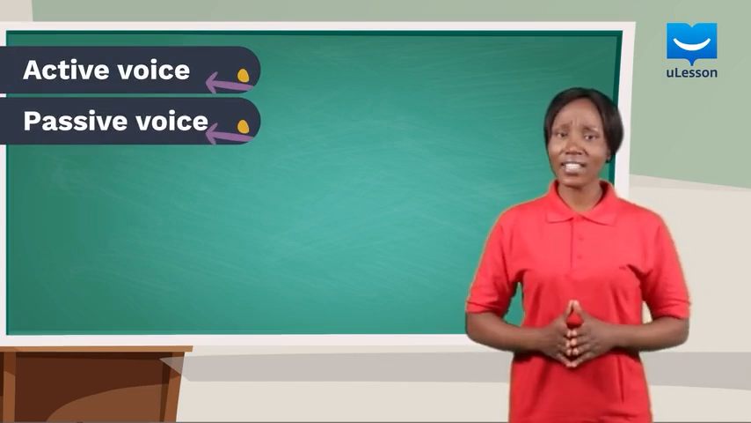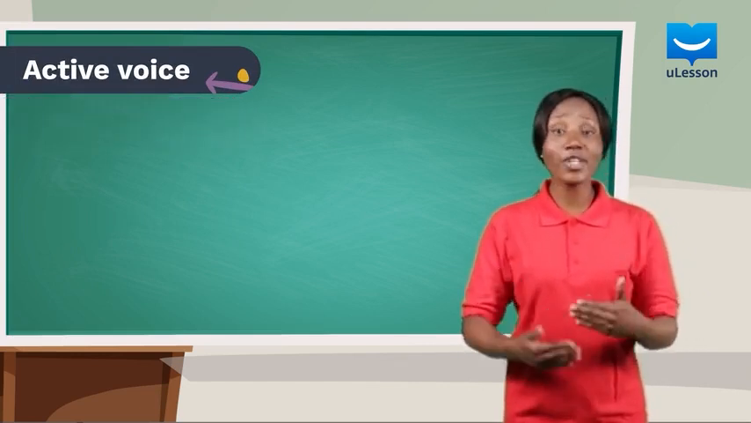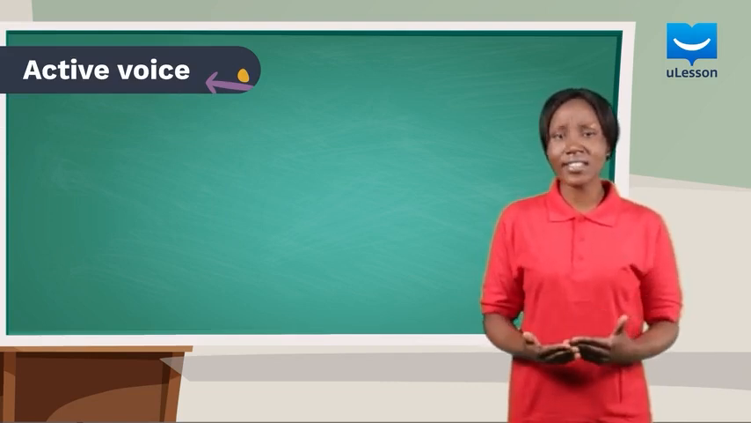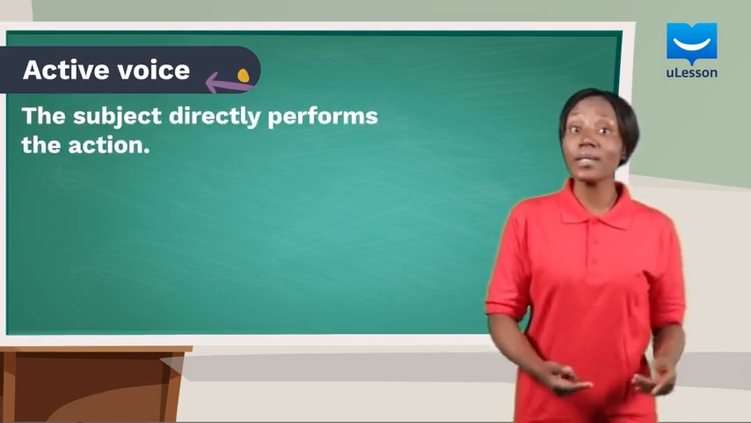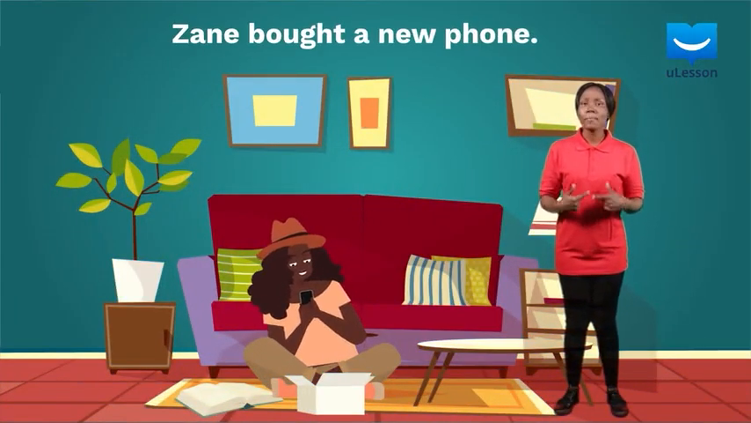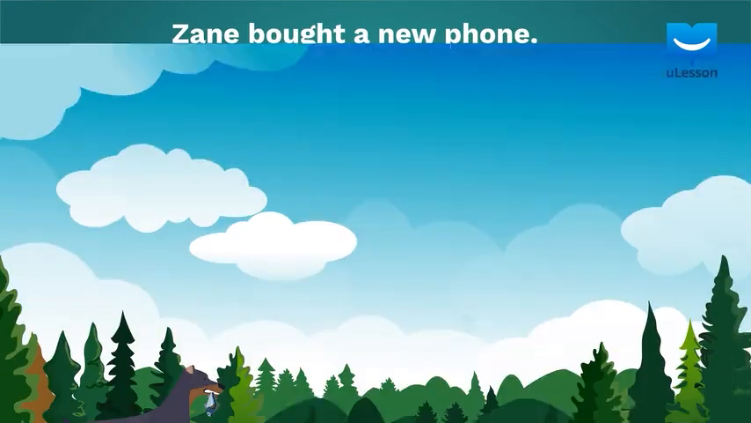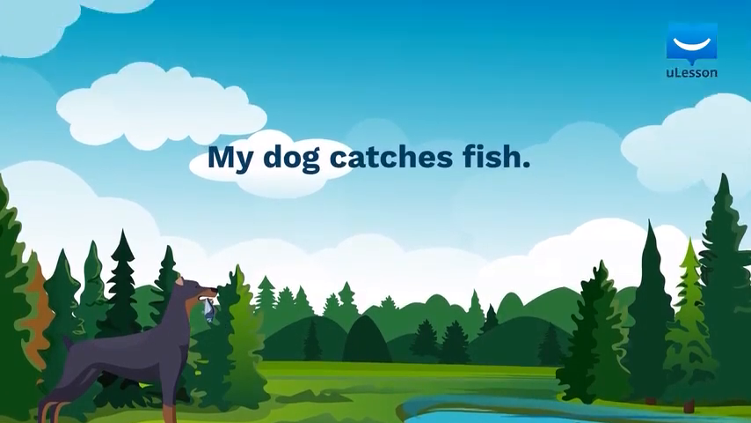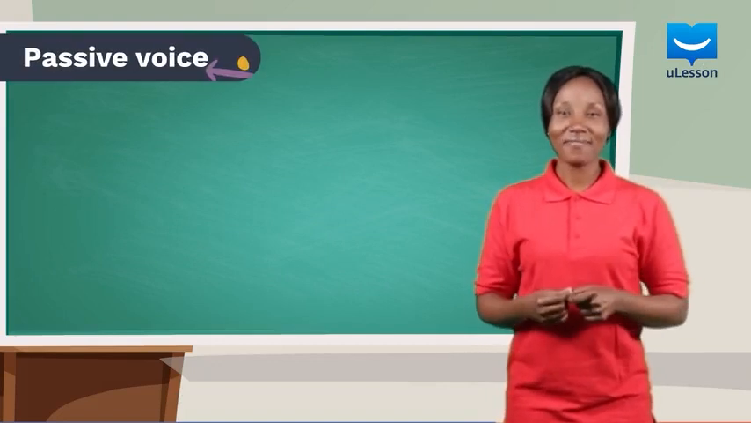Let's examine the active voice. We often use the active voice in many sentences. In such sentences, the subject directly performs the action, that is, it is the doer. Examples: Zain bought a new phone. My dog catches fish.